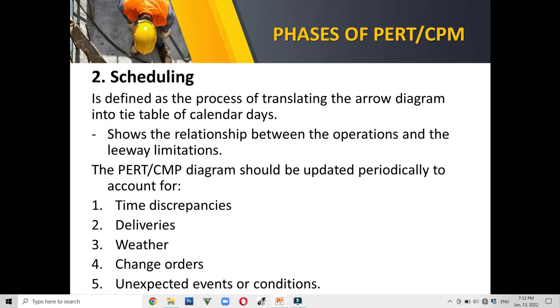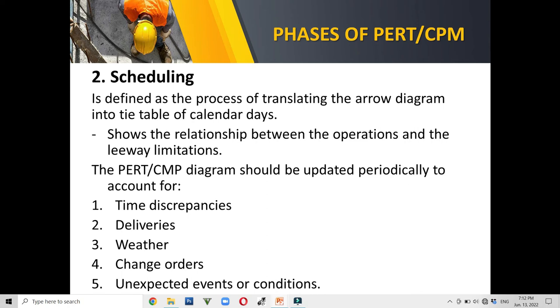Number 2, the second phase is scheduling. Is defined as the process of translating the arrow diagram into a timetable of calendar days. So, we put it in a matrix, no, yung network. So, it shows the relationship between the operations and the leeway limitations.